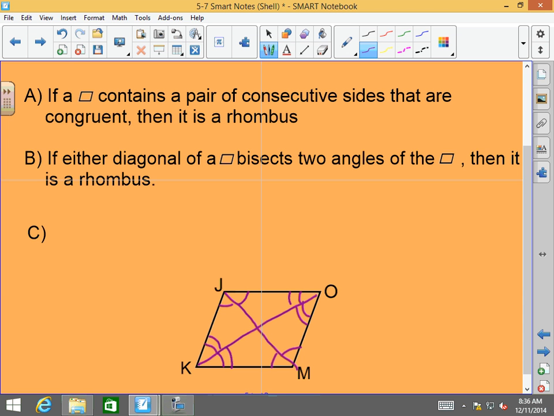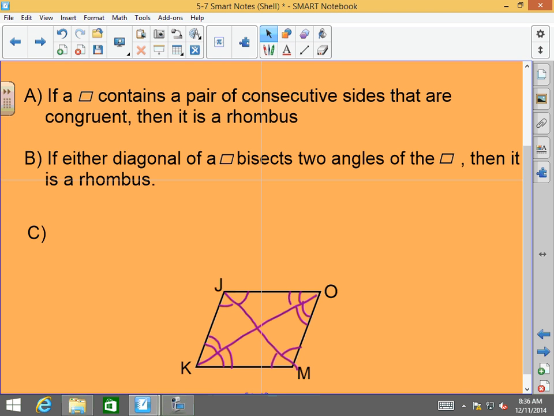Yes, sir? We're going to get to squares in a second. Give me one second. But yes, the question was, are all squares rhombuses? Yes. But are all rhombuses squares? No. Squares are rectangles? Yes. But are rectangles squares? No. Good man.